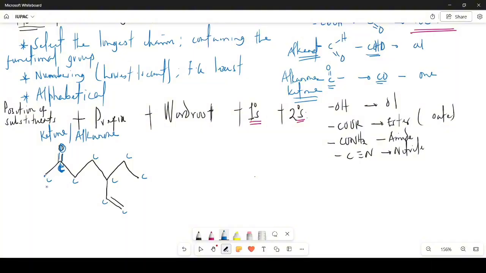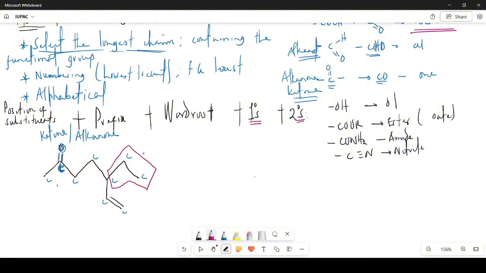Now let us quickly go and name this guy. For us to name this guy is quite simple. All you need to know is first rule: select your longest chain. Abby, you should be able to select the longest chain. Yes, if you are thinking what I'm thinking, this is going to be the right longest chain. Like this. Why? Because all the functional group, even the double bond is there. So that is going to be our longest chain. After identifying your longest chain, whatever is not part of your longest chain is going to be regarded as what?